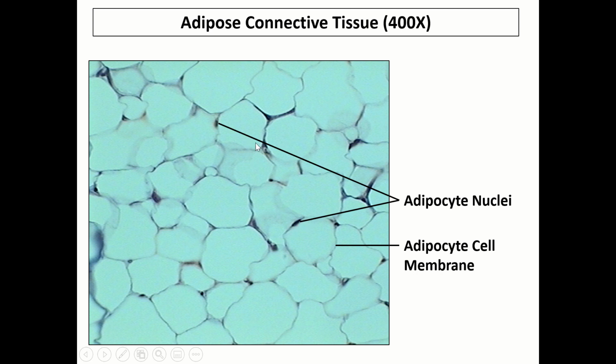I've always thought that this looked like eyeballs here with your white space in the sagittal section of the eyeball, and then that nucleus looks a little bit like an iris. This is adipose connective tissue.